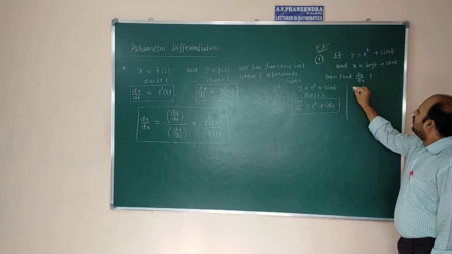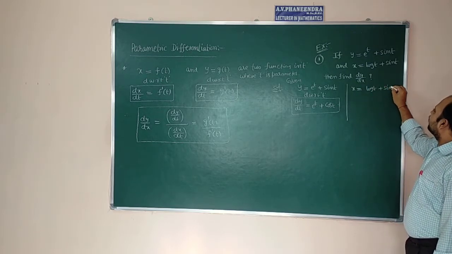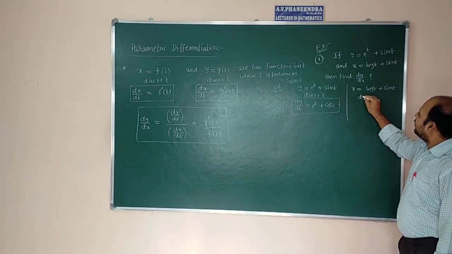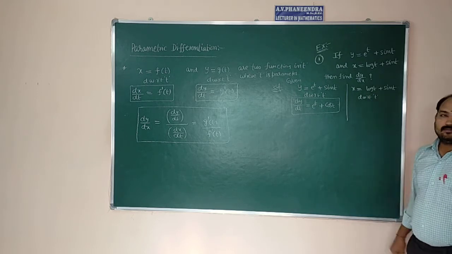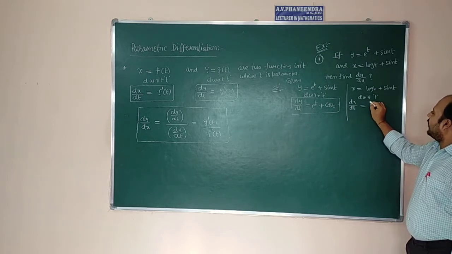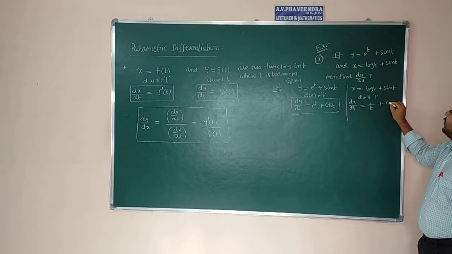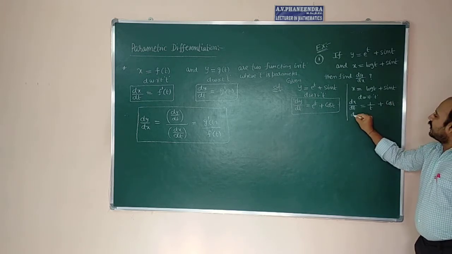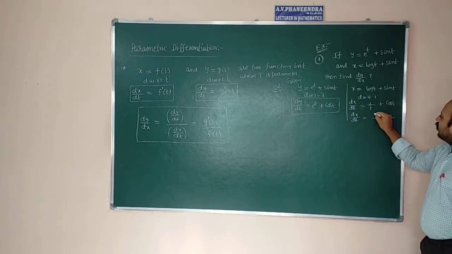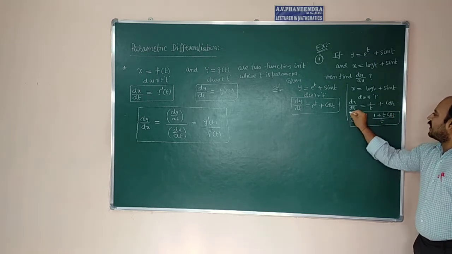Now one more value is given, x is equal to log t plus sin t. Now x also, differentiate with respect to t. So the x derivative is dx by dt. The derivative of log t is 1 by t, plus d by dt of sin t, which is cos t. Therefore dx by dt, after taking the LCM, t is the LCM, is 1 plus t cos t, divided by t. This is the value of dx by dt.